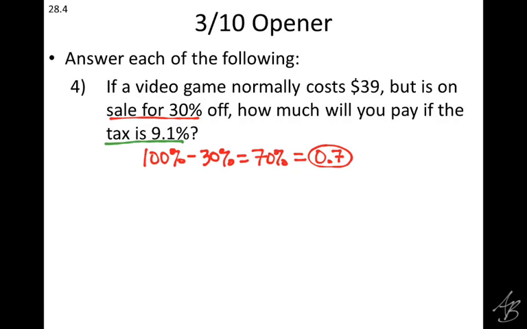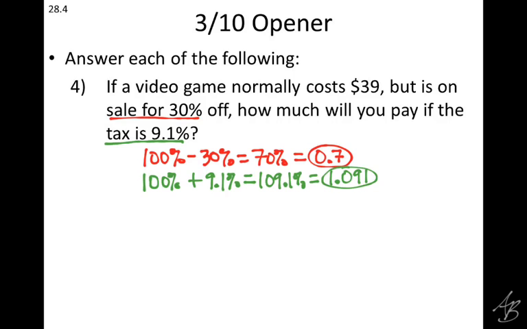But for the tax, instead of subtracting, we're going to have to add. So we do 100 plus 9.1% gives us 109.1%. And as a decimal, that's going to be 1.091. All right? Now what? How do we find the final price of that video game? We're going to multiply a bunch of things together, right?